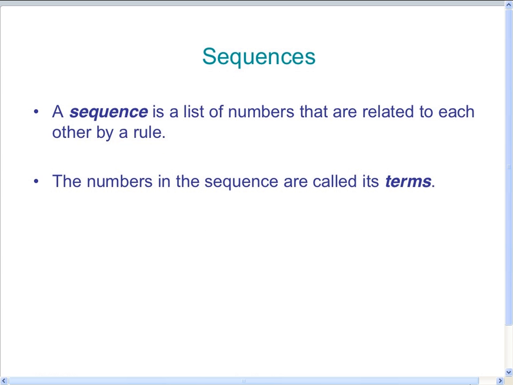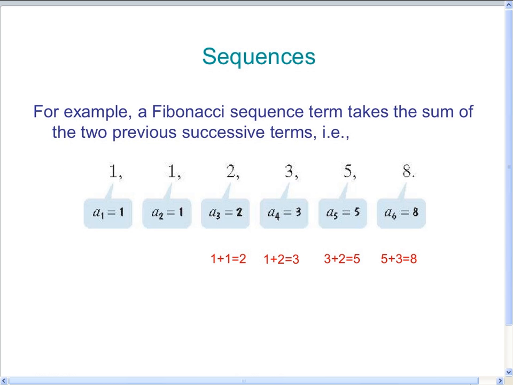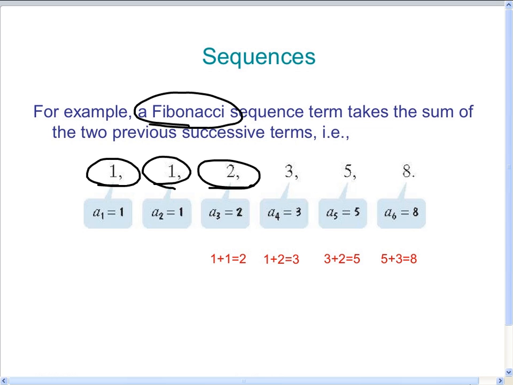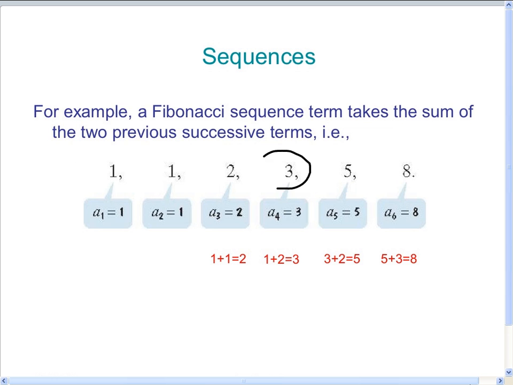A sequence is a list of numbers that are related to each other. The numbers in the sequence are called terms. A famous example is the Fibonacci sequence. The first term is 1, the second term is also 1, but to get the third term, I add these two together. 1 plus 1 gives you 2. To find this term, I add the two previous. 1 plus 2 gives me 3. 2 plus 3 gives you 5. 3 plus 5, 8, etc.